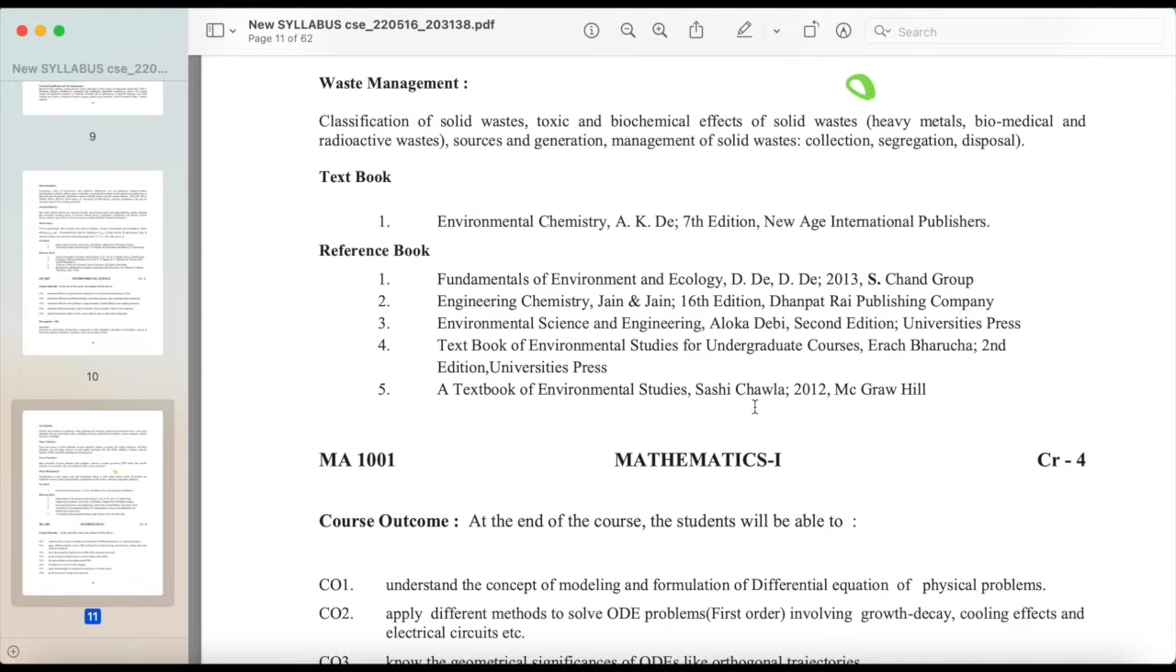4: Textbook of Environmental Studies for Undergraduate Courses, Erach Bharucha, 2nd edition, Universities Press. 5: A Textbook of Environmental Studies, Shashi Chawla, 2012, McGraw-Hill.